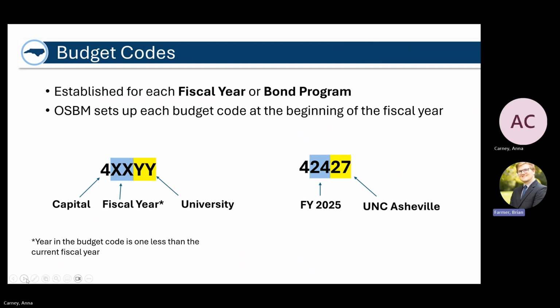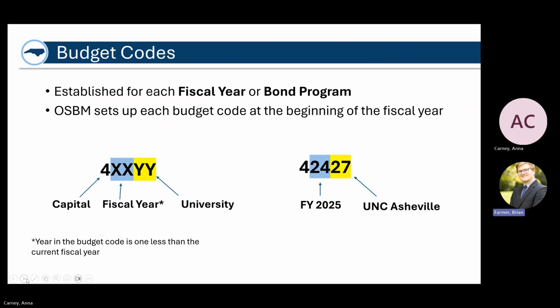It starts with the number 4, as mentioned before. That's why we call them 4 types. The next 2 digits will denote the fiscal year, and the final 2 digits will denote the university. So for example, UNC Asheville for fiscal year 2025, the budget code will be 42427, and the next year it'll be 42527.